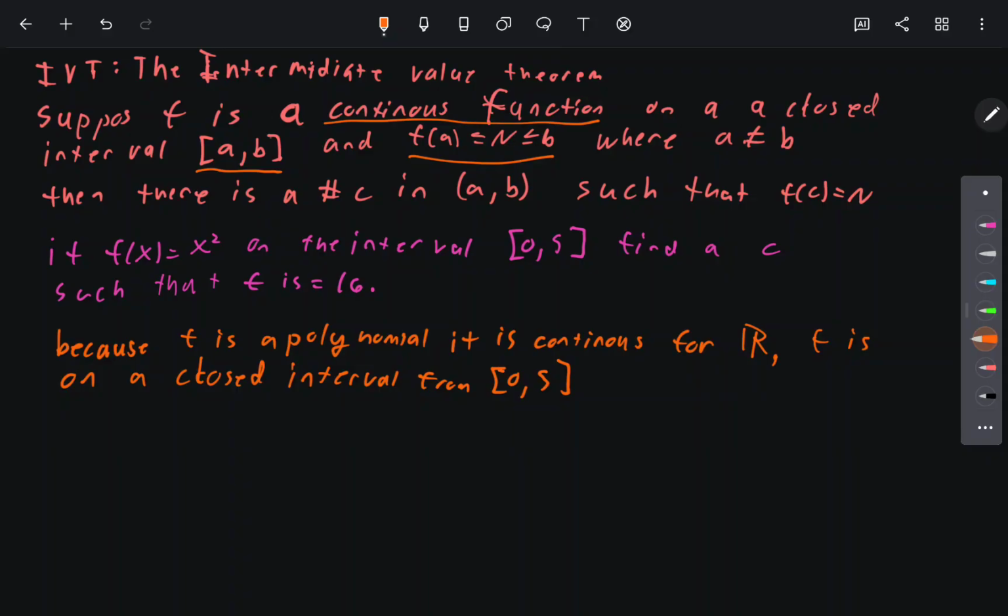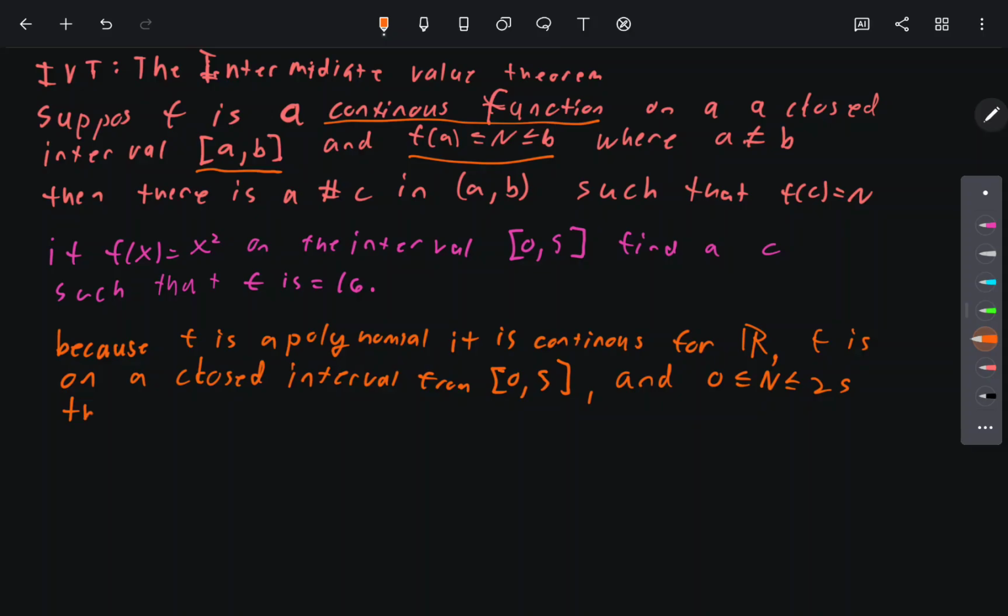Now, what is f of a? Well, we're doing with 0 here, so f of 0 is 0. So 0 is less than or equal to n, which is less than or equal to, well, what's b? What is going to be our f of b value? Well, that's going to be 25.